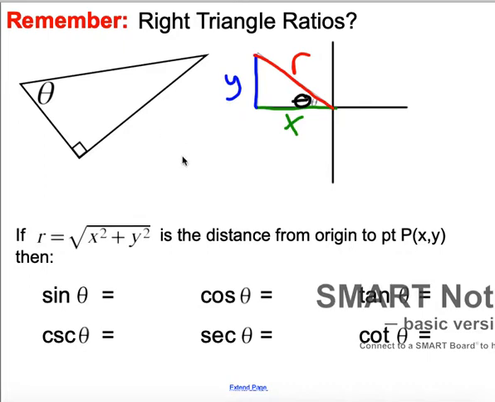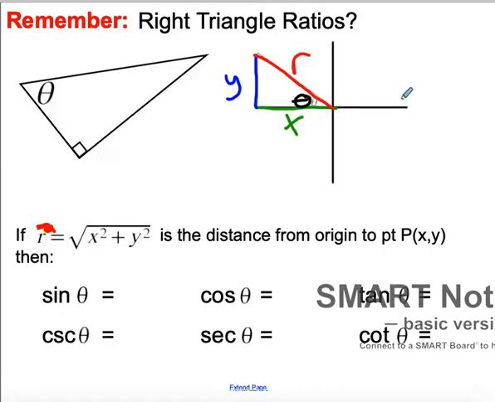basically this is a form of Pythagorean theorem. If you had r squared, R squared equals x squared plus y squared. How do you solve for r? You take the square root. So you have r equals square root of x squared plus y squared. Basically, that's the distance of r.